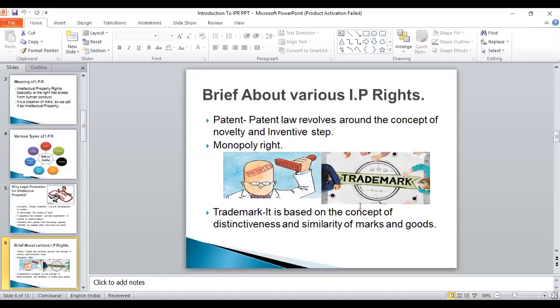Trademark is one of the most important essentials of IPR in today's life. It is based on the concept of distinctiveness and similarity of marks and goods. Suppose, I'll give you a very simple example. In a class exam, there's a paper of maths. There are two people, X and Y. One scored 90, right? One scored 89. Almost they both have passed.